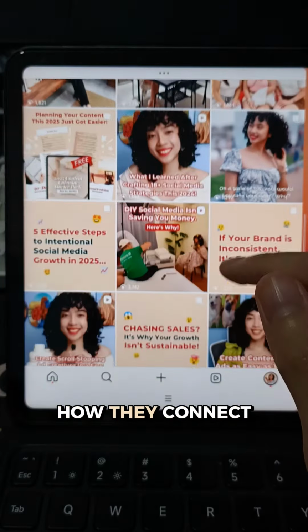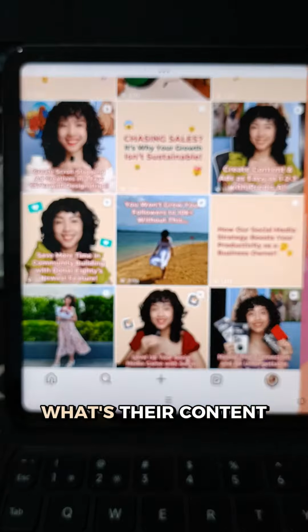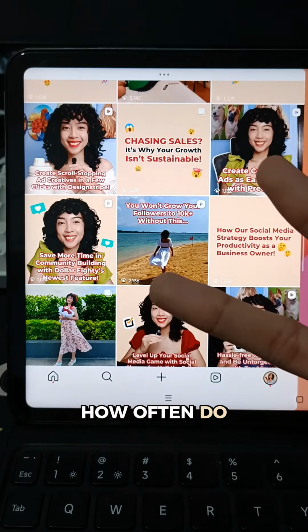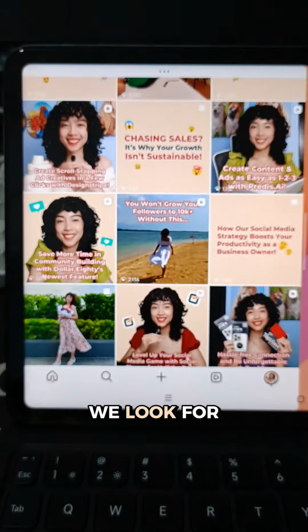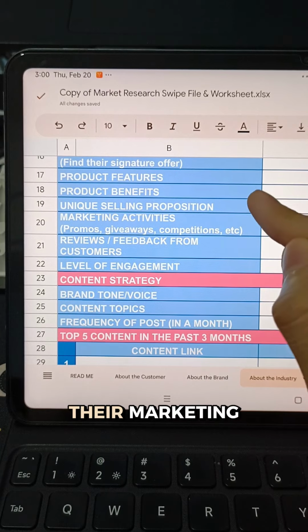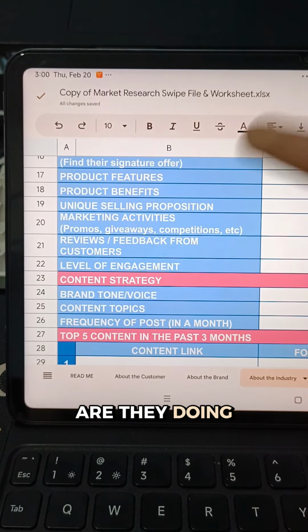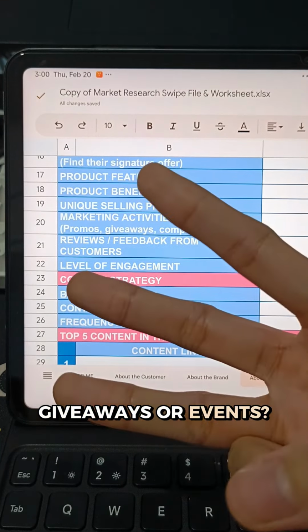Next, we explore how they connect with their audience. What's their content strategy? How often do they post? We look for gaps. We also check their marketing moves. Are they doing promotions, giveaways, or events?